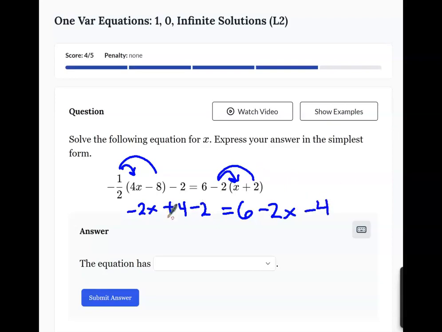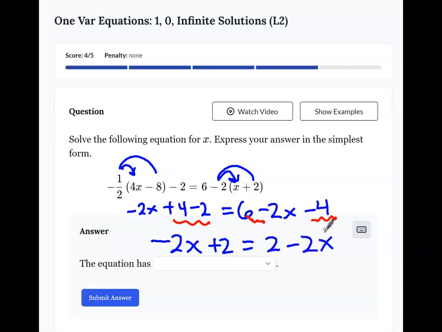Combine like terms on the left, combine like terms on the right. So for us, the left side will be negative 2x plus 2, and the right side will be 6 minus 4. That makes 2, and then minus 2x.